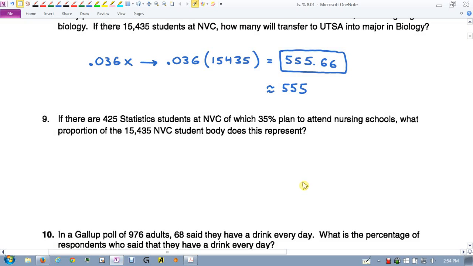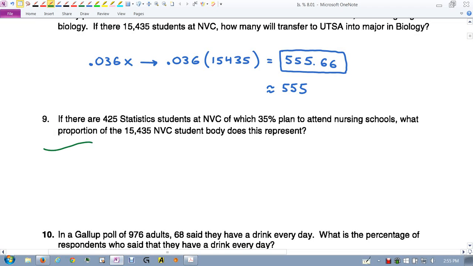All right. Number 9. If there are 425 statistics students at NBC, of which 35% plan to attend nursing school, what proportion of the 15,435 NBC student body does this represent? So I think this is where we run into the biggest problems in math, right, with these word problems and trying to interpret them. So I personally like pictures. If you don't like pictures, I'm sorry.